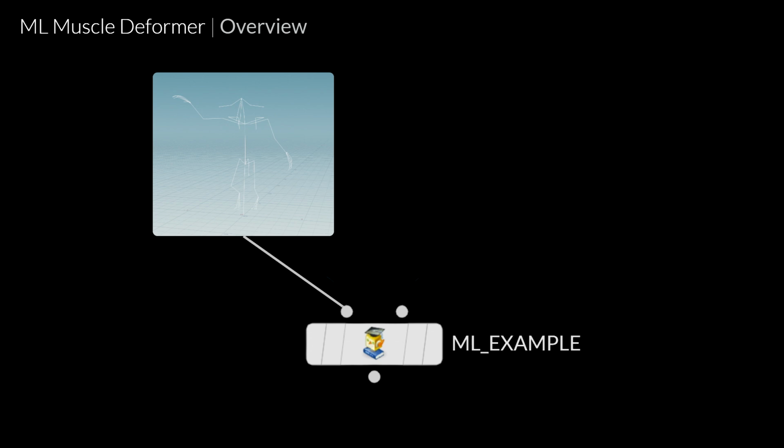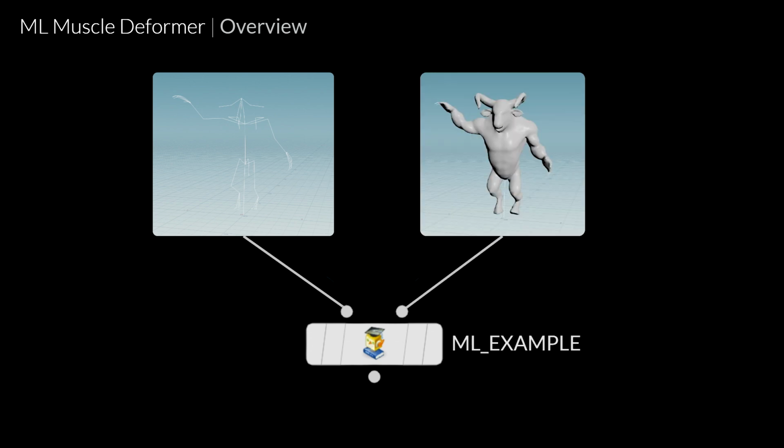So now we can go back to our ML example. We can say, okay, our input is going to be the character skeleton, the posed character skeleton, because this is what we want to give to our trained model. We want to give it a posed skeleton, and in return, we want the simulated character mesh to actually get our muscle deformation.